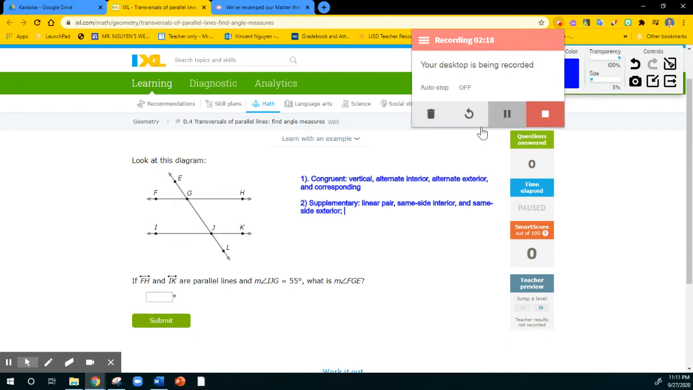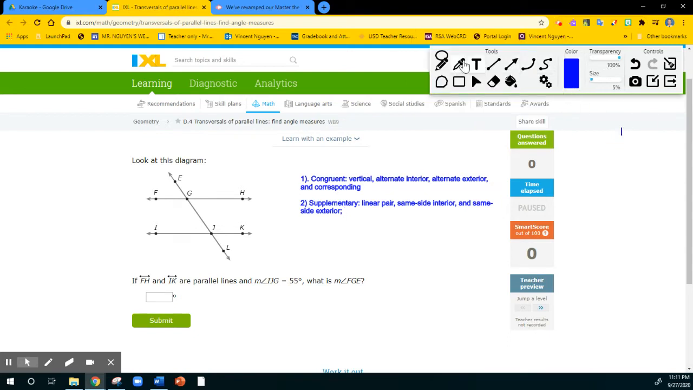Before we begin, I need you to understand that when you have a congruent relationship, your setup will always be angle 1 equals angle 2. That's the congruence relationship. And when you have supplementary, you're going to do angle 1 plus angle 2 equals 180. These are the 2 relationships that you're going to be using. And in geometry, you have to know the relationship in order to set up the equation, in order to solve for whatever you need to solve for.